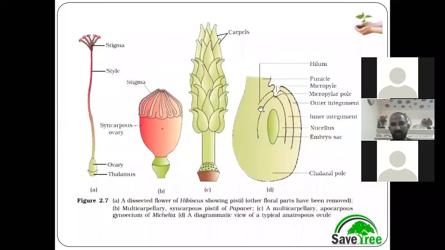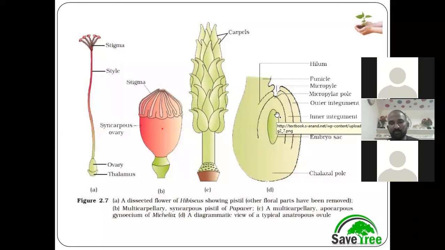Just see the ovule, which is attached to the placenta by a stalk-like structure, the funiculus. The point where the ovule body is attached to the funiculus is called the hilum. The ovule is surrounded by 2 layers, the outer integument and inner integument, and they leave some space, which is called the micropyle. The base of the ovule is the chalazal end. Each ovule contains nucellus tissue, and in this nucellus the megaspore mother cell is present.